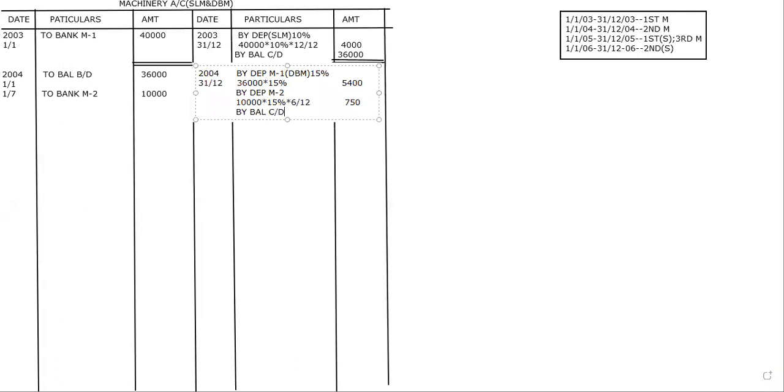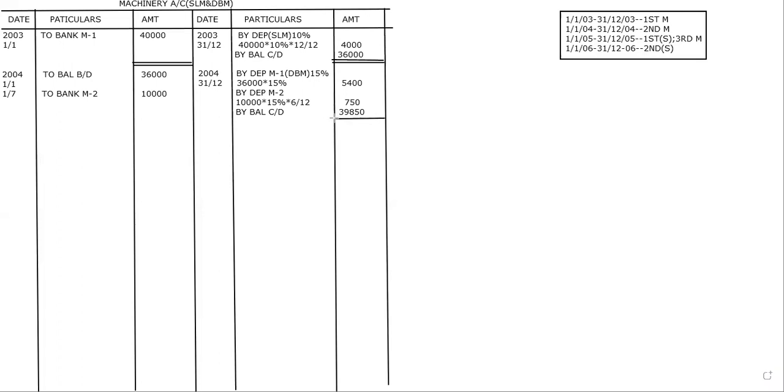Now please tell me what is the balance carried down now. So balance carried down is 46,000 minus these two, you do it. 46,000 minus 5,400 minus 750. How much you got? 39,850 you got it, right? Yes. So here I'm going to close it.